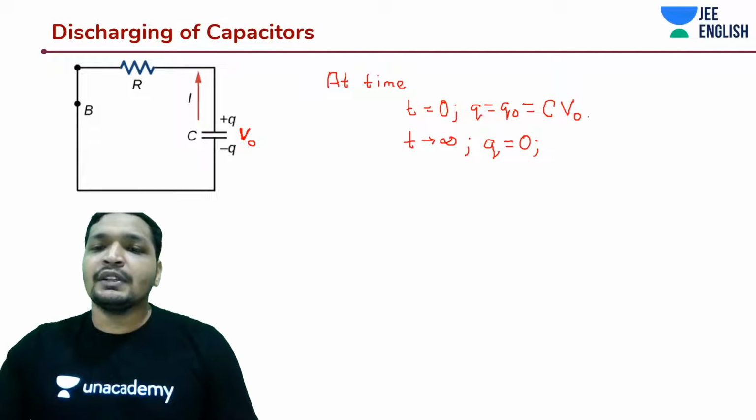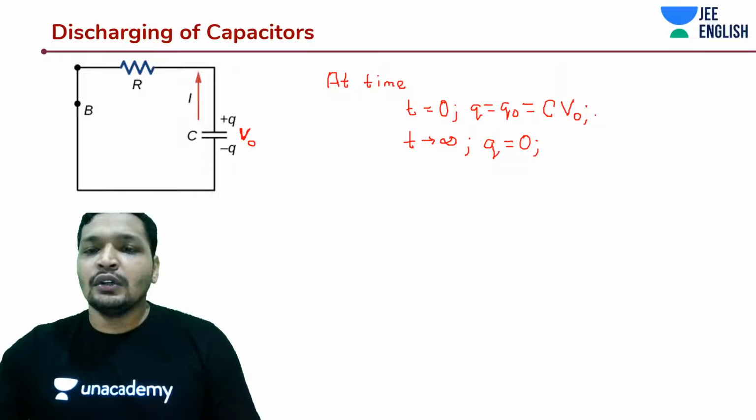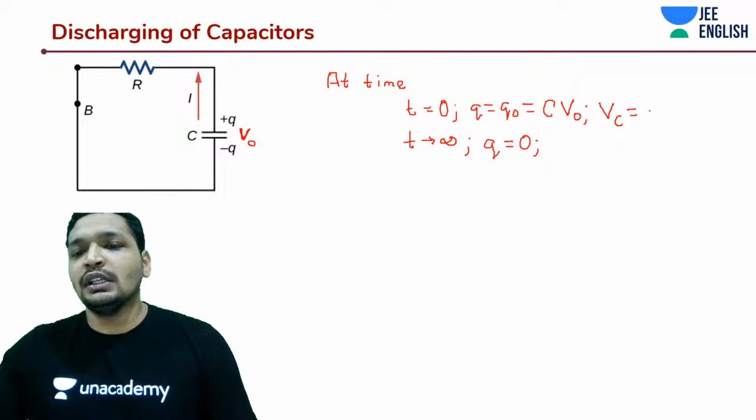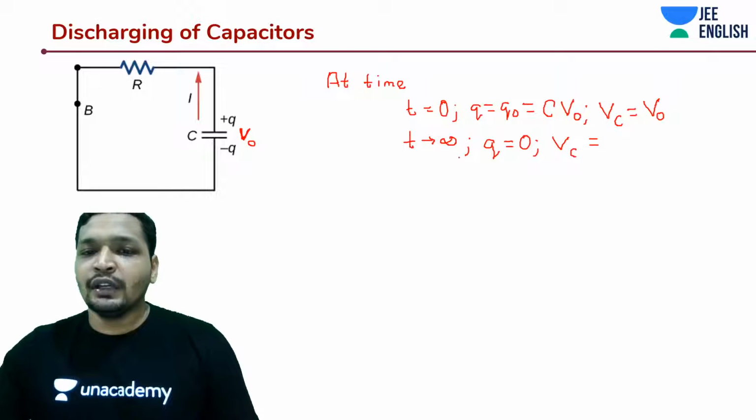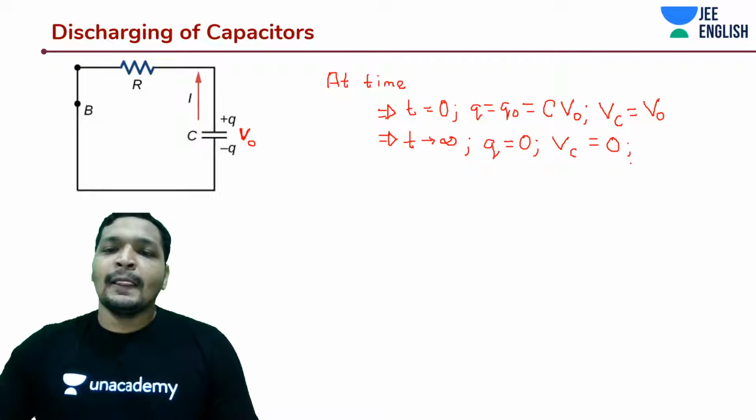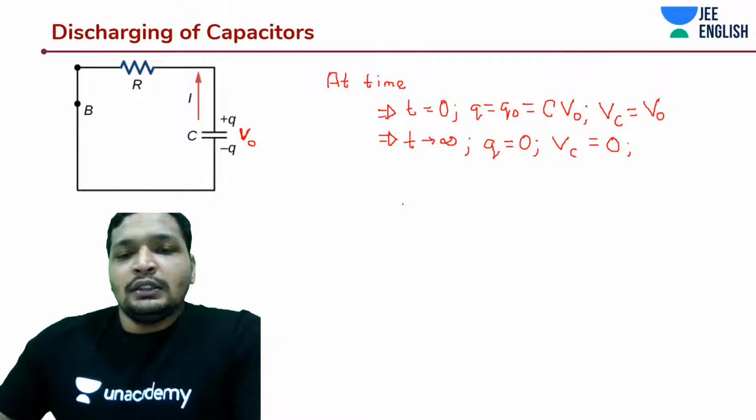Until then, it will have some charge across it. And also, let's write down the potential across the capacitor. VC initially at time t equals 0 is going to be V naught, whereas at time t equals infinity, so we are discussing two different cases, it would be 0 again, right? So what is happening?